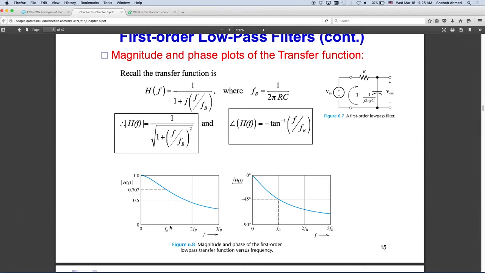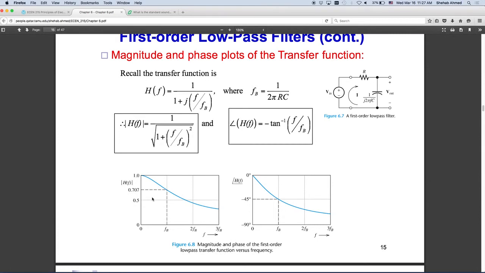The only significance of FB is that at FB the magnitude becomes 0.707 and the phase becomes minus 45. If you put F equals to FB, these cancel, so this is 1, so it's 1 over square root of 2, so it's 0.707. Right? It has some significance for you to know certain numbers that happen at the break frequency.